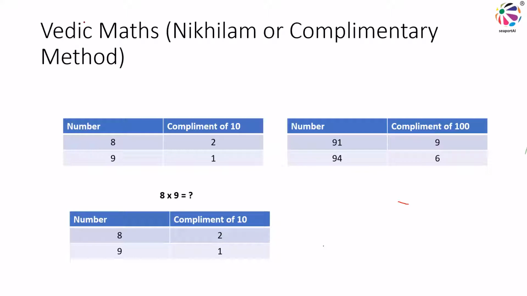Sir, can I tell? Yes, go ahead. What is your name? Ashi. Ashi, yes. Please go ahead. So first we subtract 8 minus 1 or 9 minus 2, we get 7. Then we multiply 2 into 1, we get 2, so 72. Good. Thank you, Ashi. Very good. I'm glad you remember it.